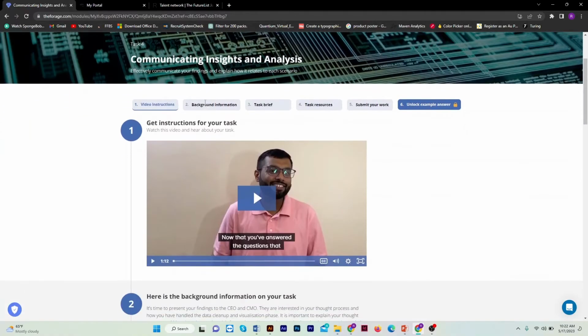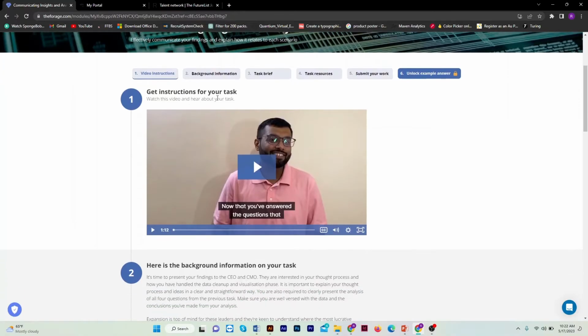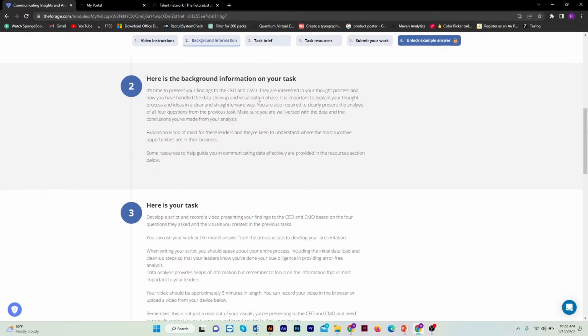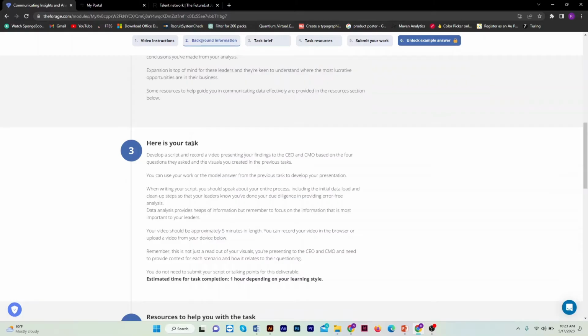analysis of task 3. So from here, we see we have been given the instructions by the project manager, and then the background information is still the same from task 1 to task 3. And then now the task itself involves developing a script and recording a video presenting these findings from task 3 to the CEO and the CMO based on the questions that they had asked.